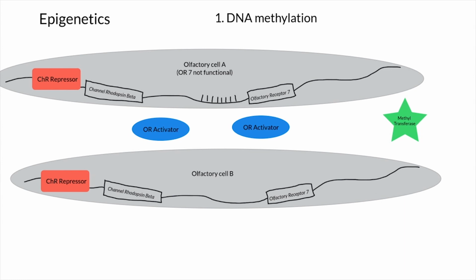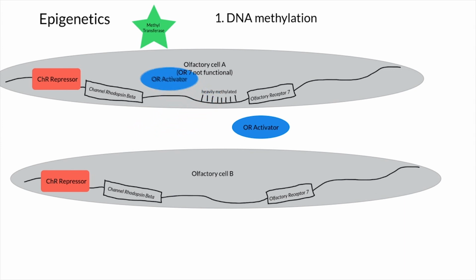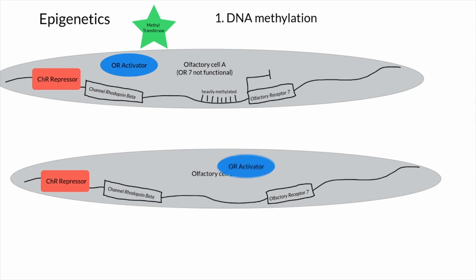Through the activity of methyltransferases, the promoter region just upstream of olfactory receptor 7 in olfactory cell A is modified. The cytosines on the CpG islands in this location have extra methyl groups added to them, thus changing their chemical identity. With their identity changed, OR activator proteins do not interact with that promoter in the same way they did before. Thus, transcription has been controlled at the DNA methylation level. Olfactory receptor 7 is not expressed in olfactory cell A, but it remains expressed in olfactory cell B. We have not changed the nucleotide sequence itself, we have only modified the DNA bases that were already there.